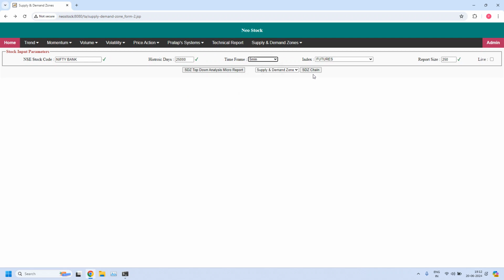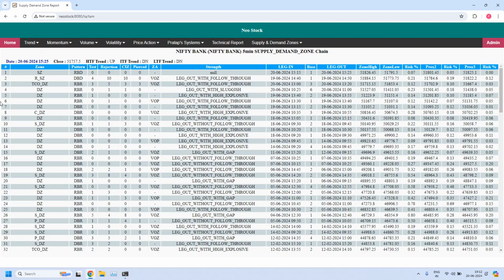Changing the time frame to 5 minutes, generating the chain. So today a 5 minute zone is created. It's a normal zone only. But yesterday, see, this is the one created yesterday. We discussed about it yesterday. See, it already gave 4 tests and 10 rejections from this zone.